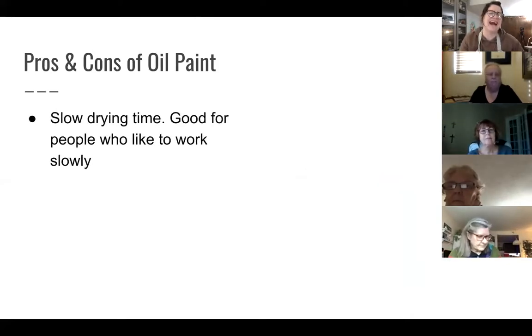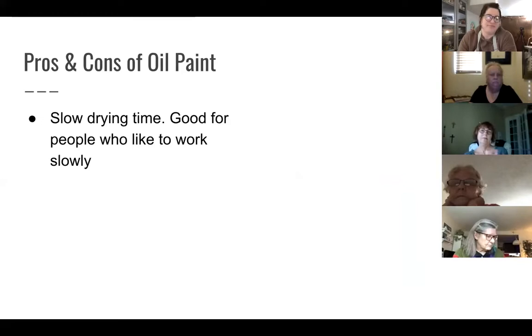So just some pros and cons. And again, I don't even know if these are pros and cons. They're just properties of oil paint and things to consider, more or less, versus pros and cons, really. So maybe I should reword that.